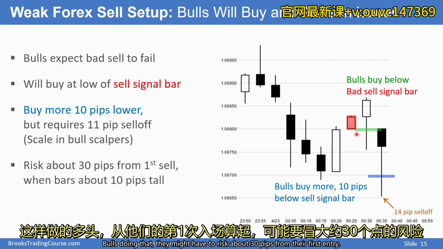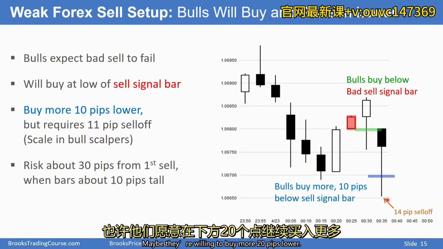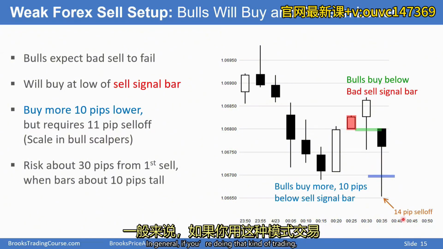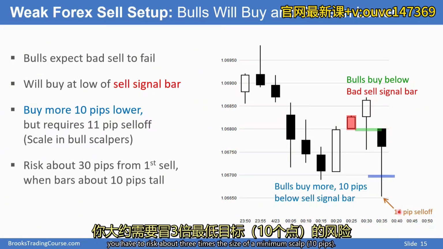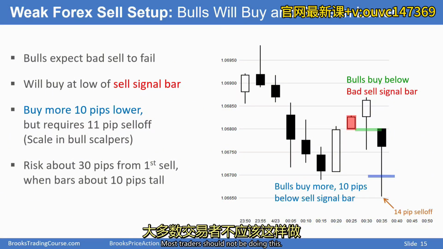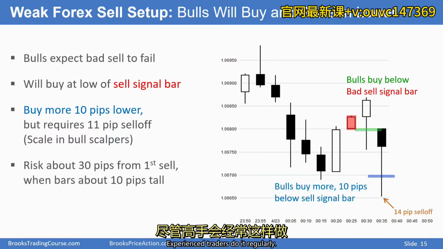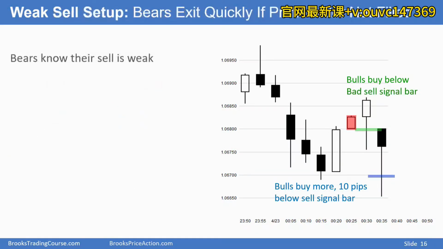Bulls doing that might have to risk about 30 pips from their first entry. So they buy here, buy more 10 pips lower. Maybe they're willing to buy more 20 pips lower. In general, if you're doing that kind of trading, you have to risk about 3 times the size of a minimum scalp, 10 pips, so you have to risk about 30 pips. Most traders should not be doing this. They certainly should not be doing the scaling in. Experienced traders do it regularly.